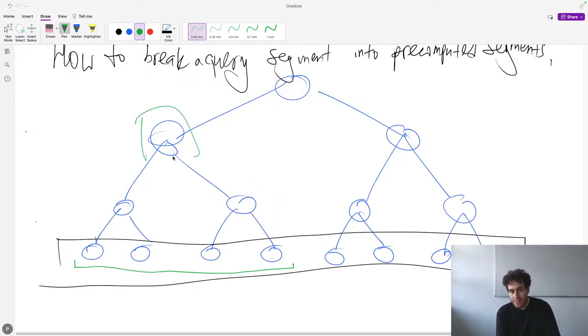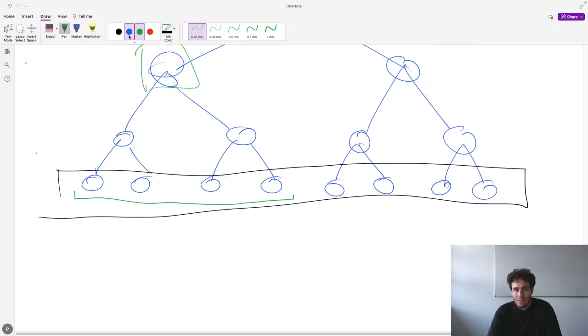And indeed, this is a very simple kind of segment. It's just represented by a single vertex, right? If you look at this vertex, what are the leaves in its subtree? The leaves in its subtree are exactly these four elements. So this was kind of cheating. Of course, it's not going to work like that always, but this is a nice idea.